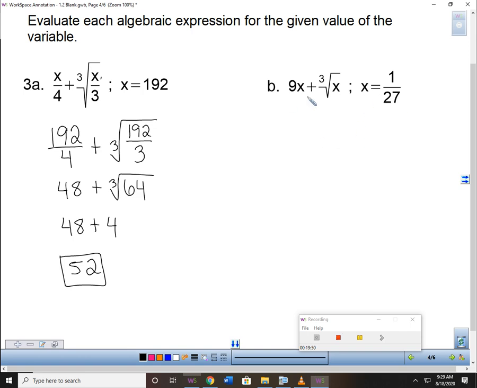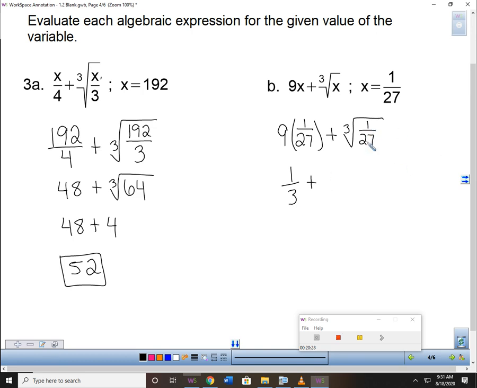And then you already know, like, what it is. Okay? All right, so on part B, we're going to put in 1 over 27 for both x's. So I have 9 here right up next to this x, so I need to put parentheses to show I'm multiplying. Plus the cubed root of 1 over 27. So what is 9 times 1 over 27? All right, so we get 1/3.